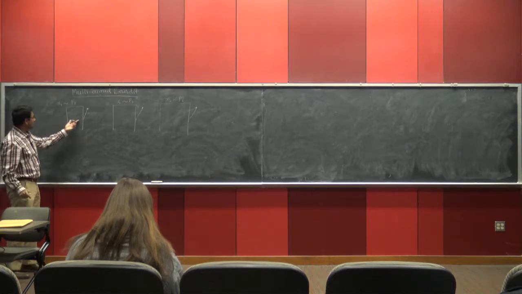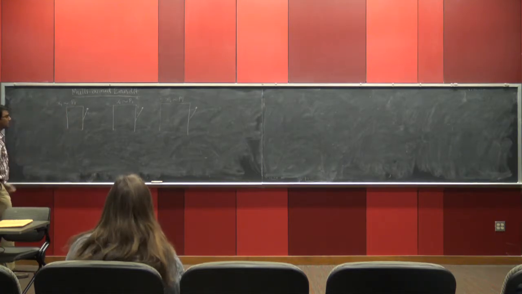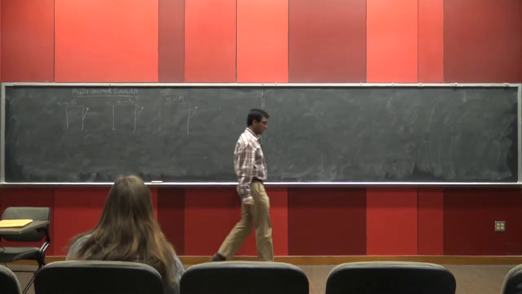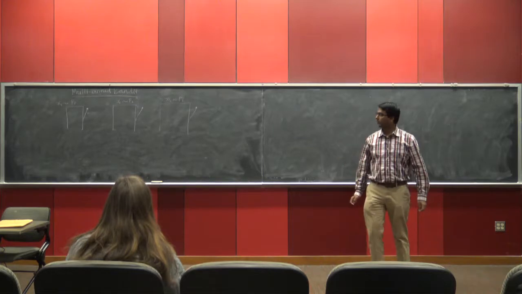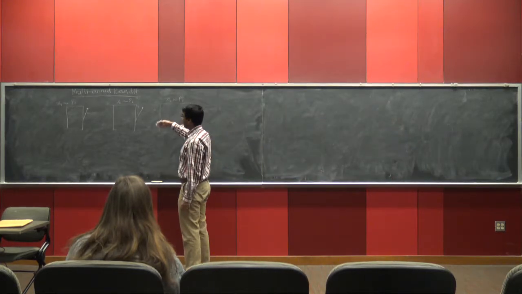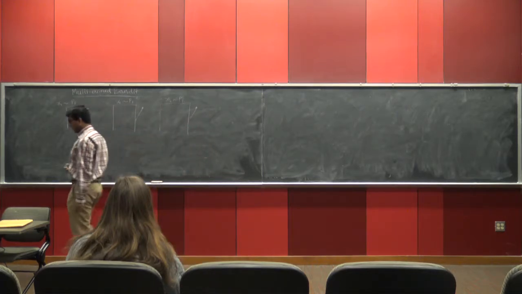If you pull the arm of this bandit, you get a reward X1, which has distribution P1, and the same thing for the others. And every time you get an IID reward. So X1 is independent of X2, which is independent of X3, and every time you pull it, you get a reward that is independent of all the past rewards.